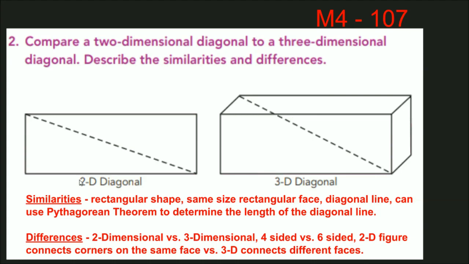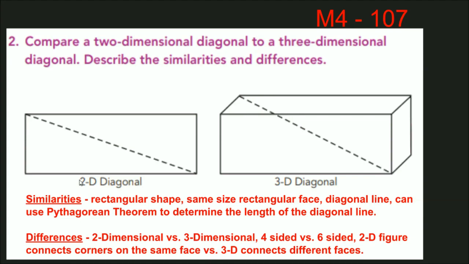Okay, and then our 2D figure connects our line from the corner to a corner that's on the same face or the same plane, so it's on that shape. Where if we've noticed in the 3D shape, it starts in the front, but it actually ends up going to this back corner, or it starts in the back and ends up going up to the front. So it's a little bit different here when we look at our 3D shape.